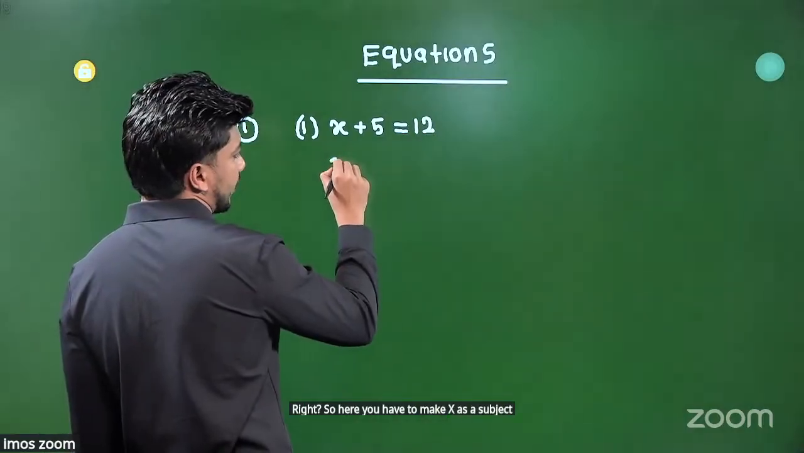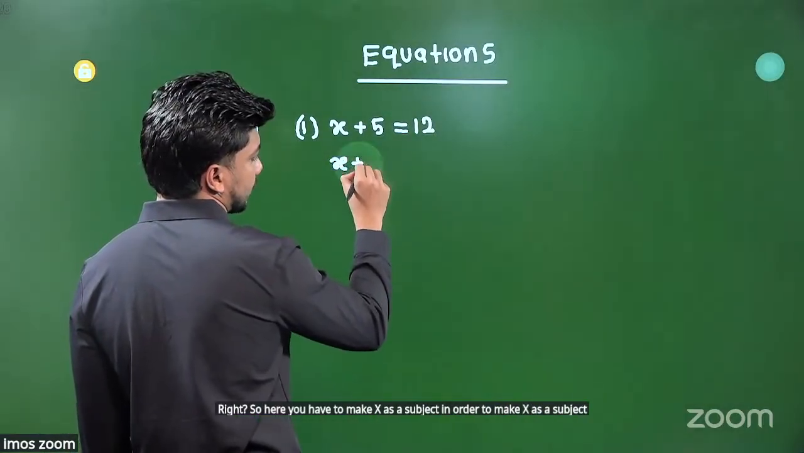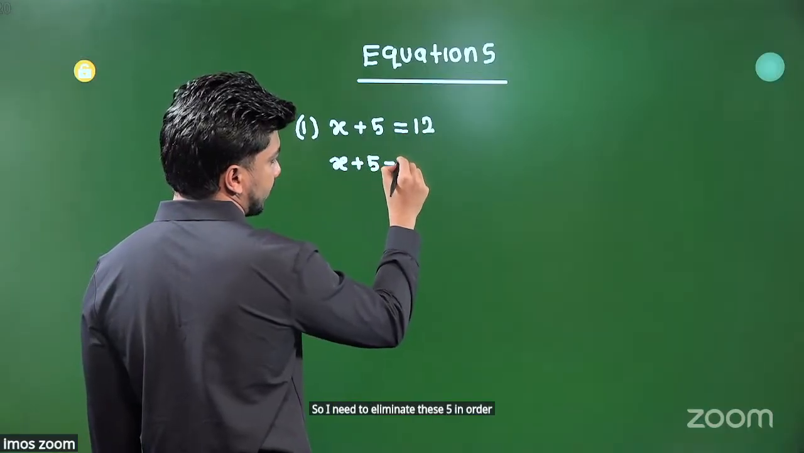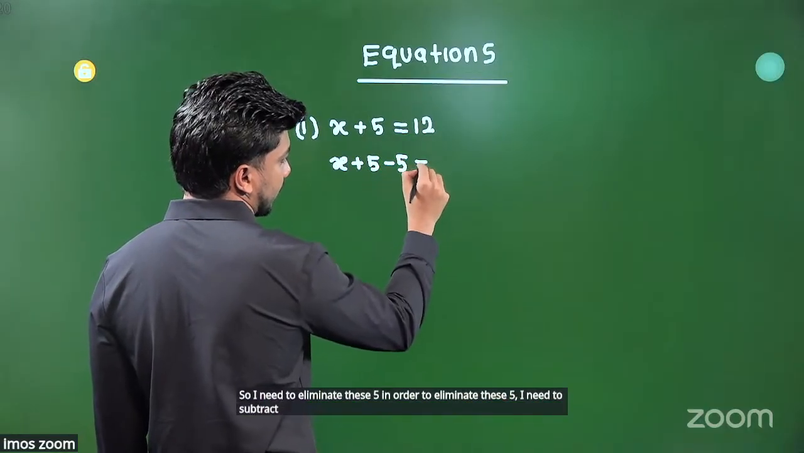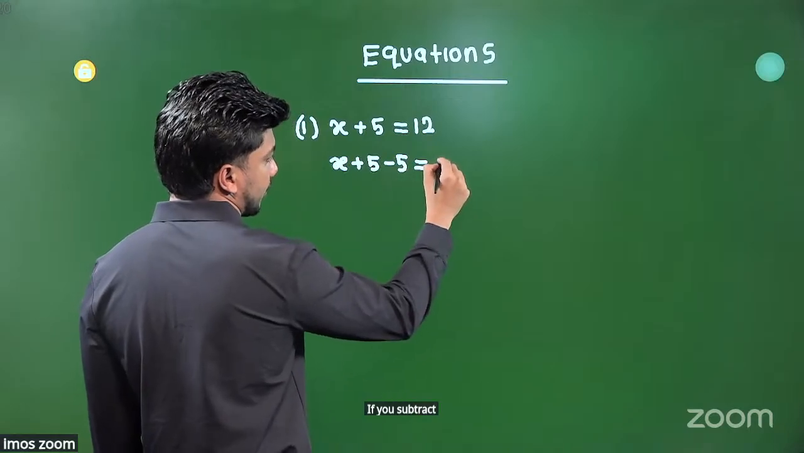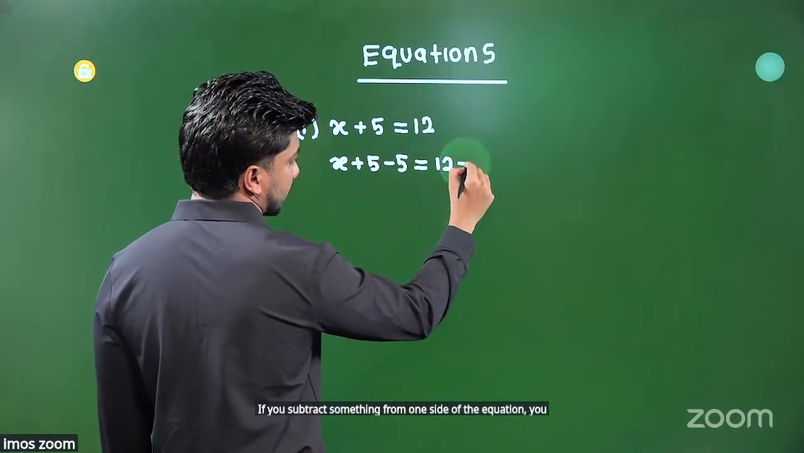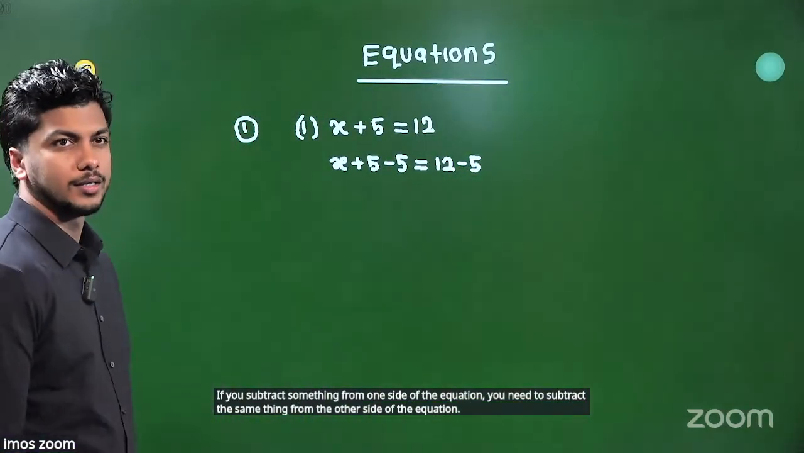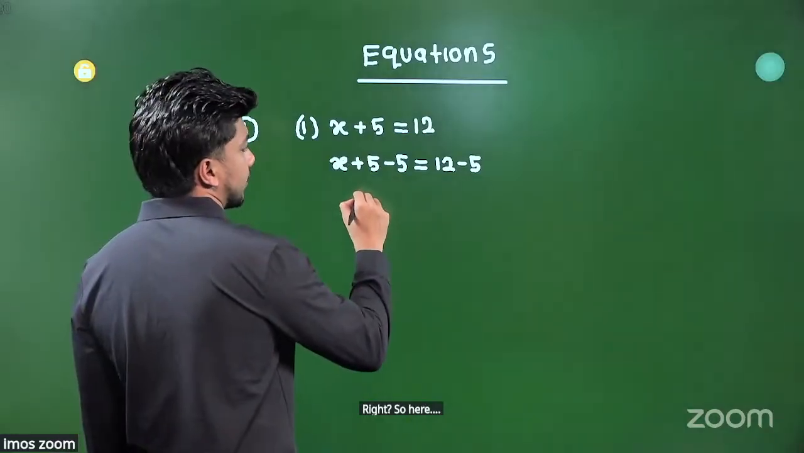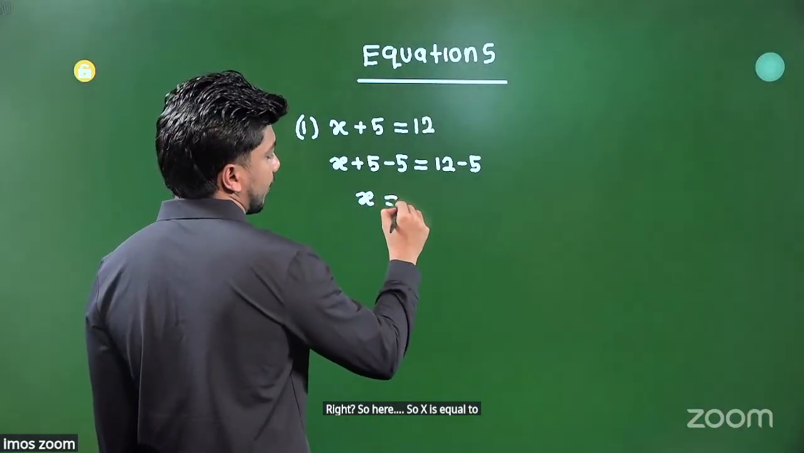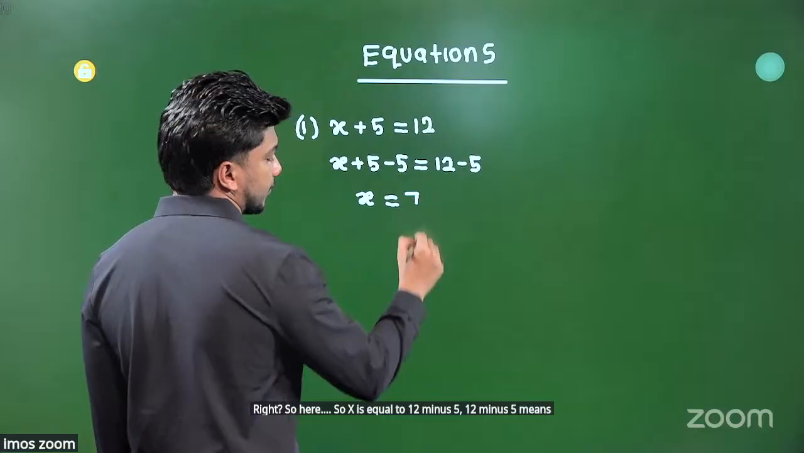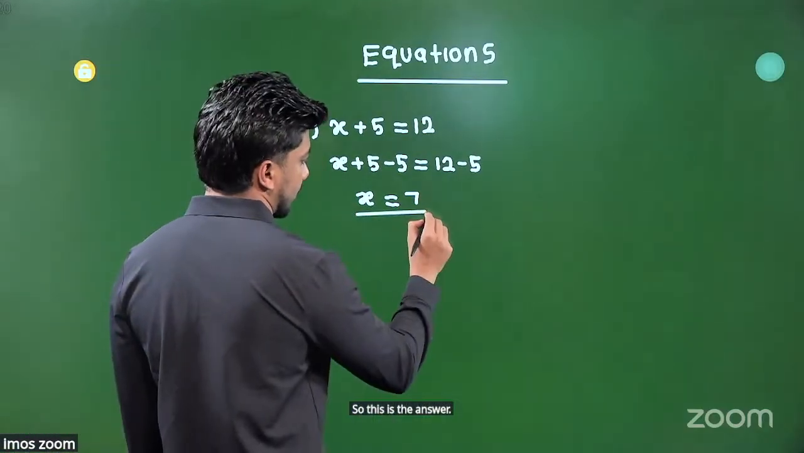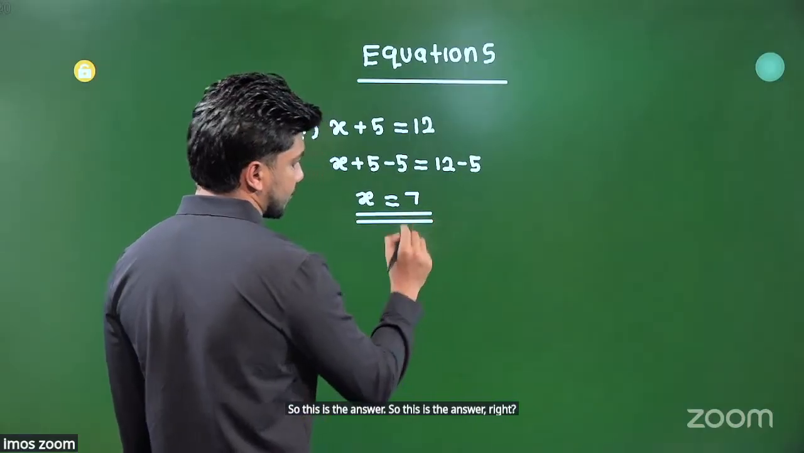In order to make x the subject, this 5 is a disturbance, so I need to eliminate this 5. To eliminate it, I need to subtract 5 from this side. If you subtract something from one side of the equation, you need to subtract the same thing from the other side of the equation. So x is equal to 12 minus 5, and 12 minus 5 means 7. So this is the answer. Fundamentals.